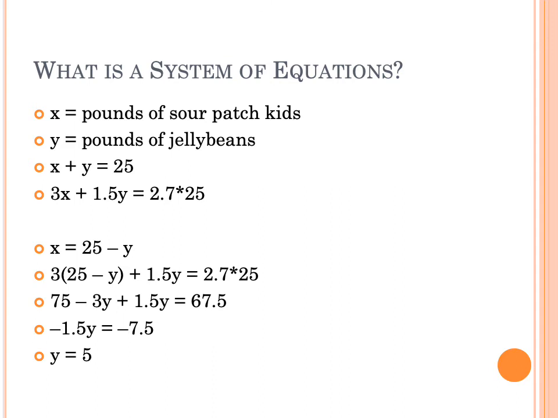And after you substitute in, it's really just working through the algebra. You have y equals 5 is what you end up getting, 5 pounds of the jelly beans.